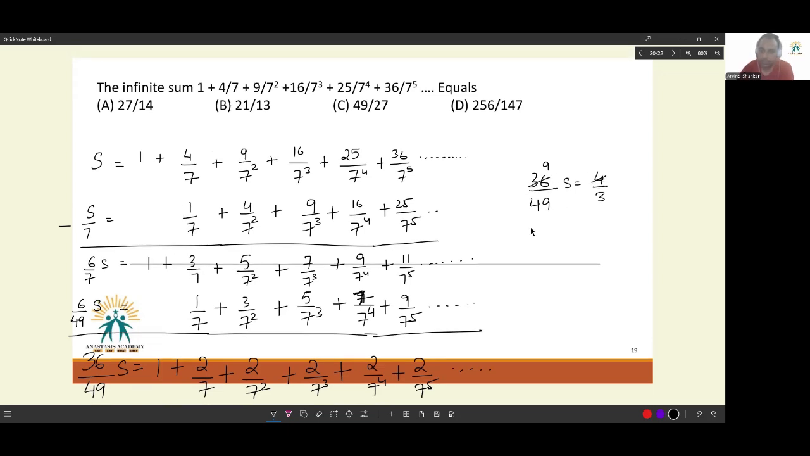Cancel, gets me to 9. S equal to 49 by 27. And this will be the final answer.